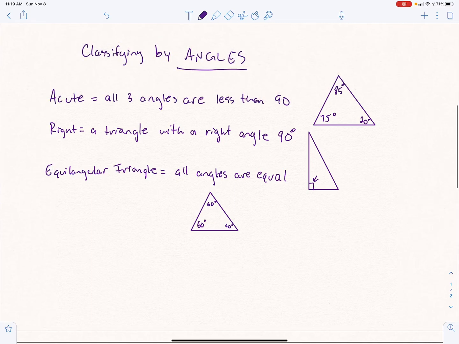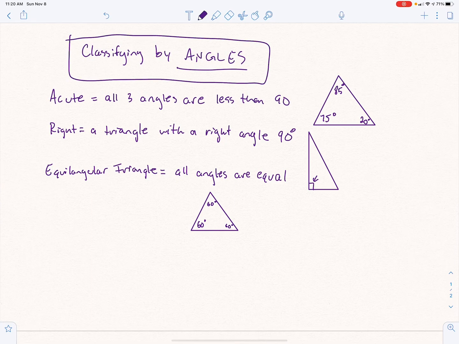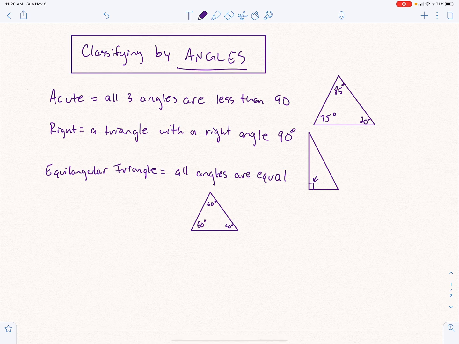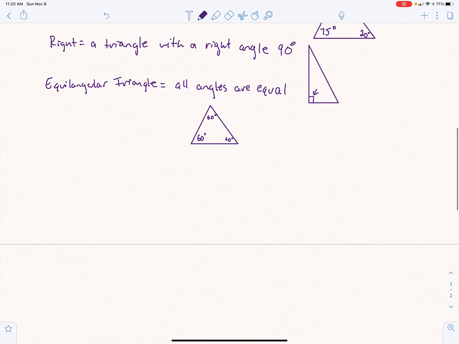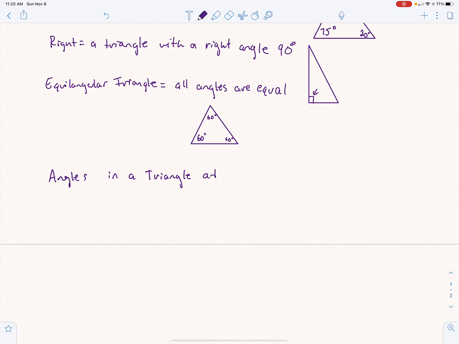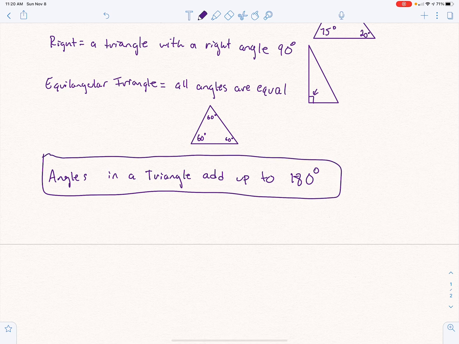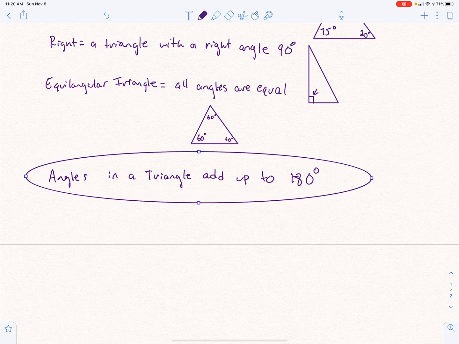So the last thing to remember when we're talking about classifying by angles, this is an important concept, and also the next thing I'm going to say is an important concept, is angles in a triangle add up to 180 degrees. So any triangle, all the angles on the inside have to add up to 180 degrees. Very important concept right there.